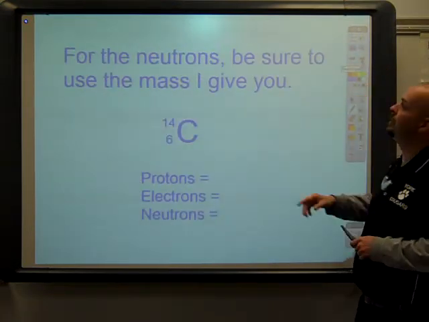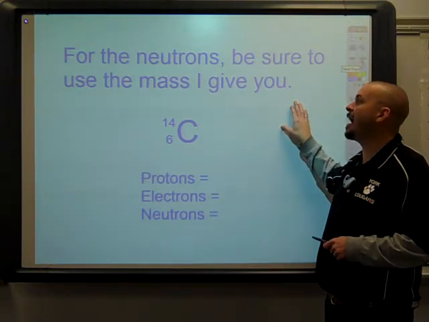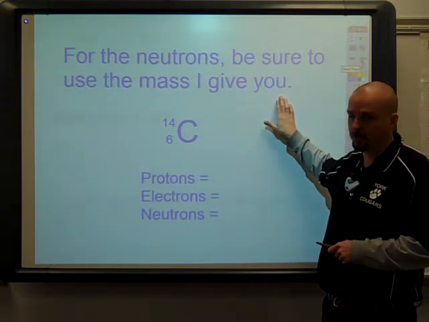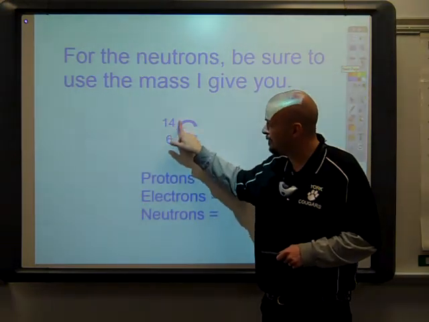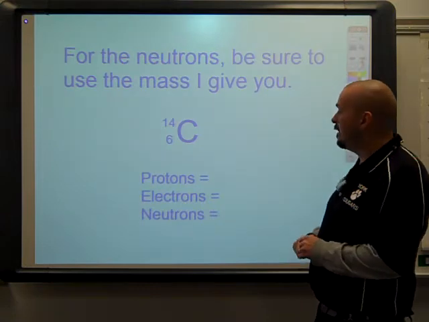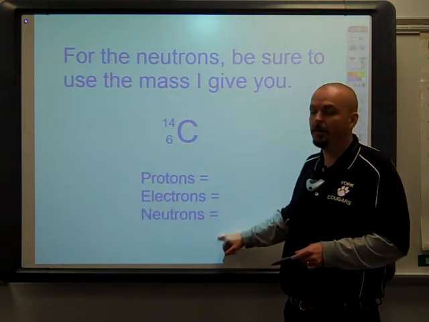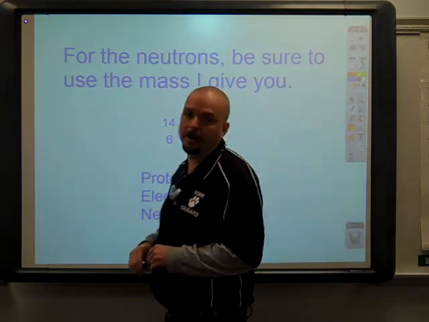The only difference is the number of neutrons. When we find our neutrons, we have to use the mass that I give you. You have to use the mass from the isotope symbol. You ignore the periodic table. In fact, when you have a symbol like this, you don't even need the periodic table to do this. You have all the information that you need right here.